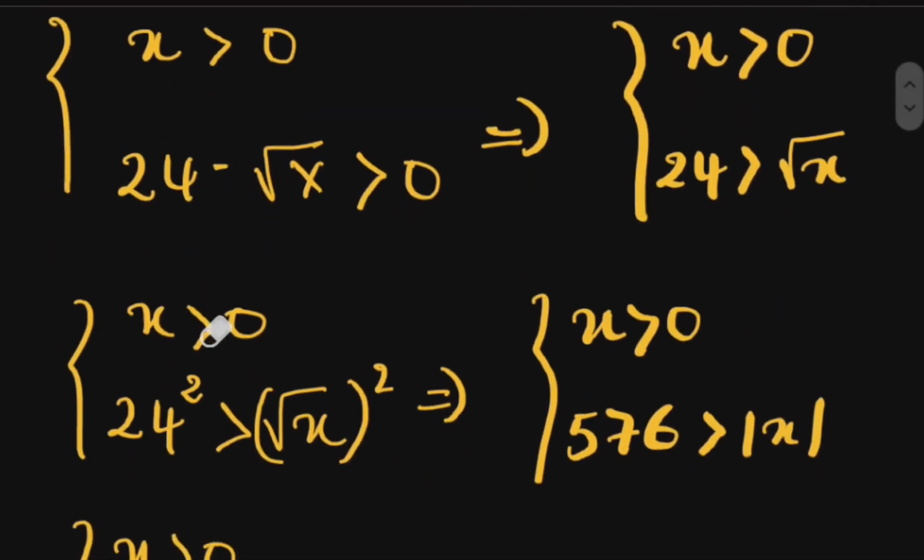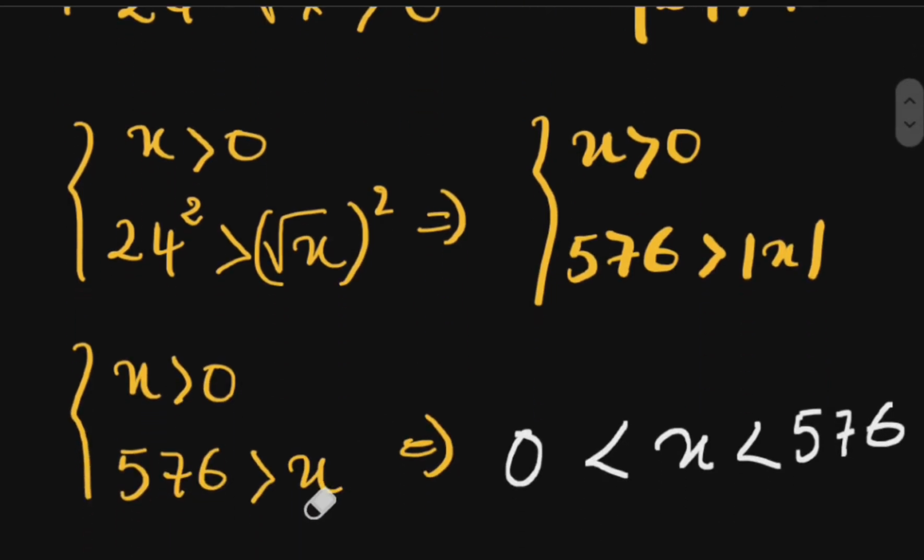Okay, we have here x is greater than 0, and taking the square of both sides, we have 24 squared needs to be greater than the square root of x squared. That is 576, the square of 24, needs to be greater than the absolute value of x. Knowing here that x is positive, the absolute value of x is x. So x needs to be less than 576. So we have our domain of definition here: x is between 0 and 576.